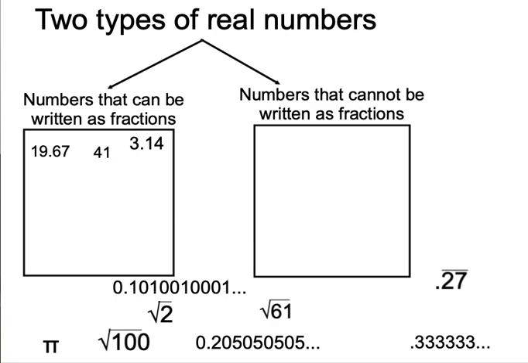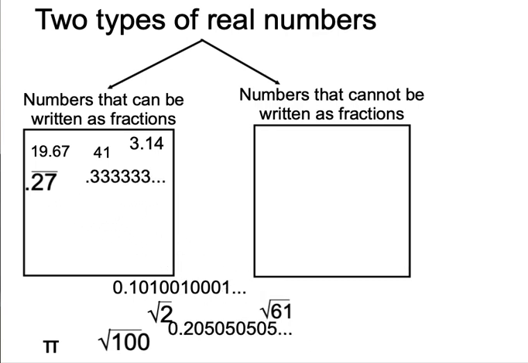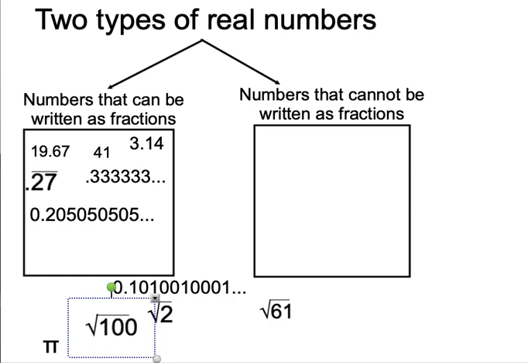It also includes repeating decimals, like 0.27 repeating, which is actually 3/11ths, 0.3 repeating, which is a third, 0.2050505..., which I don't remember what that is as a fraction, but since it repeats, it will be a fraction. Also the square root of 100, because the square root of 100 equals 10.